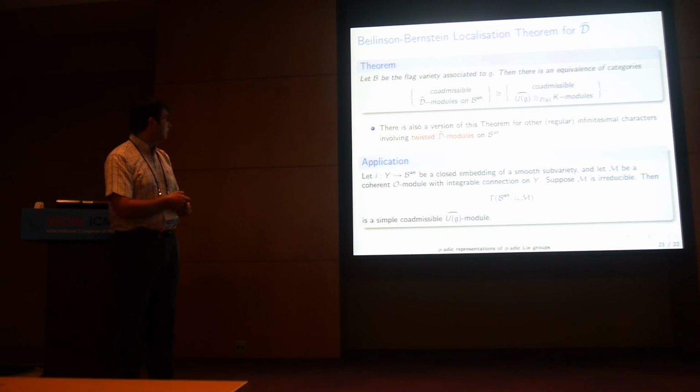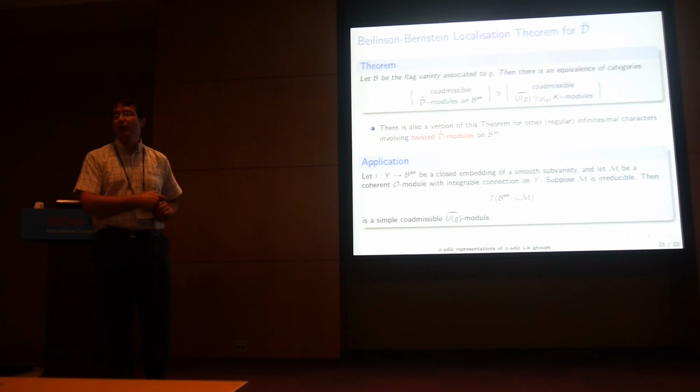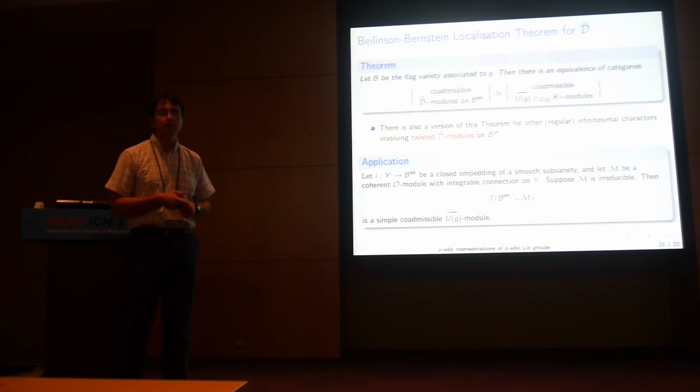So take M, which is some co-admissible D-hat module living on Y. So Y is just some random subvariety of the flag variety. It could be a point if you like. Take, for simplicity, maybe a finite dimensional space sitting on it. You push it forward, take global sections, and this spits out a big collection of irreducible objects in the co-admissible category.